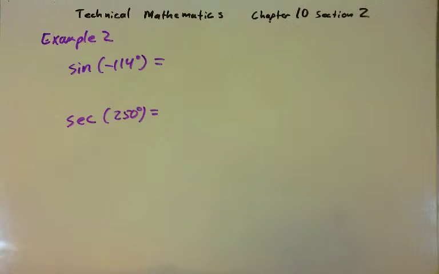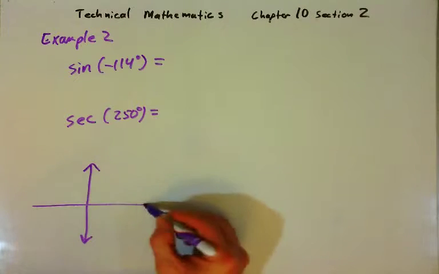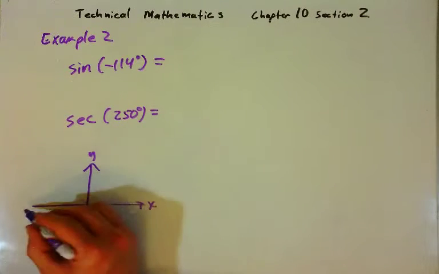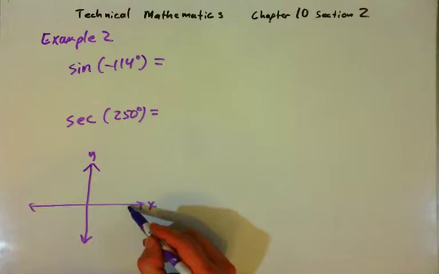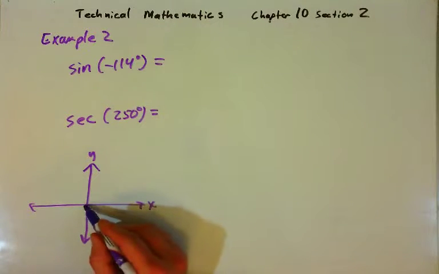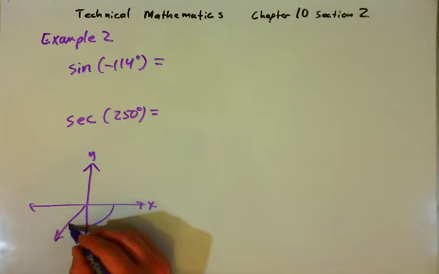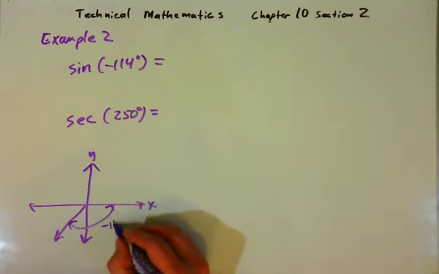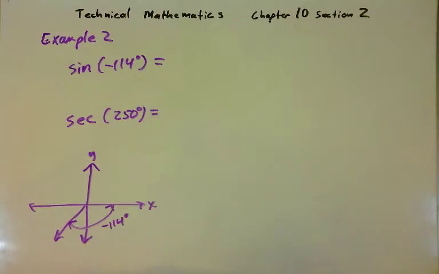This is example 2. It says find the sine of negative 114 degrees. Also find the secant of 250 degrees. First let's look at the angle on the coordinate plane. Negative 114 degrees means we start at the positive x-axis and rotate clockwise because it's negative. It's greater than 90, so it's down here somewhere. So this angle theta is negative 114 degrees.